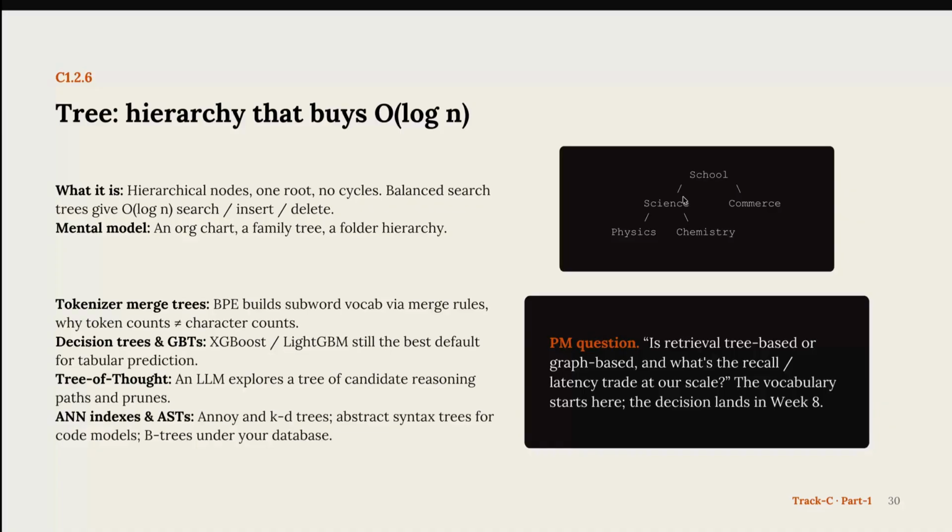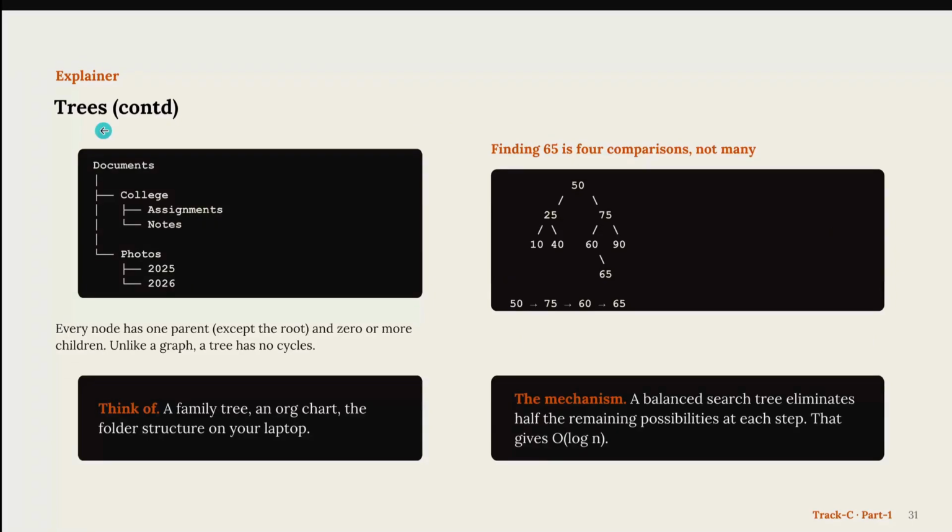Imagine there were documents like college, photos, and assignment notes, and then there are folder-specific ones. Every node will have one parent except the root one, which is documents, which will not have a parent, and zero or more children. For example, college has 2 children. Unlike a graph, a tree has no cycles. That is, 2025 is not associated with the other nodes here, and photos is not associated with college. We only know that photos is a child of documents. A family tree, an org chart, and the folder structure on our laptop are all examples of the same thing, just like we saw.